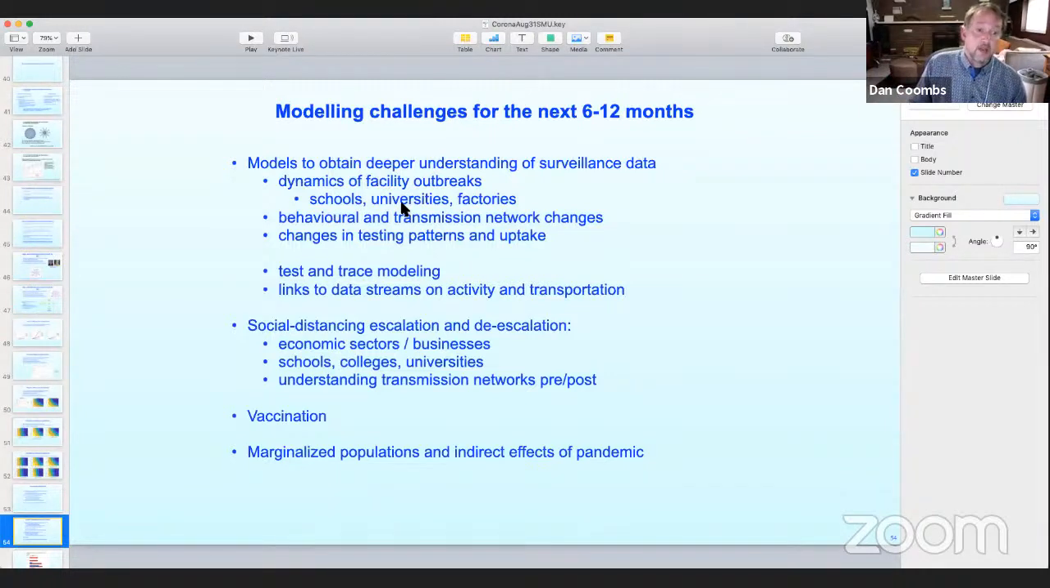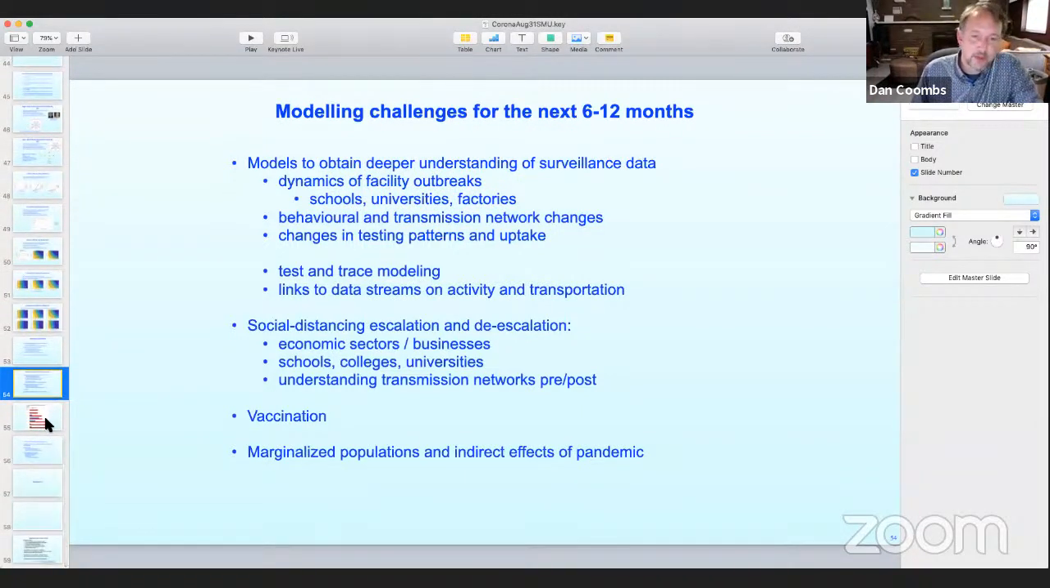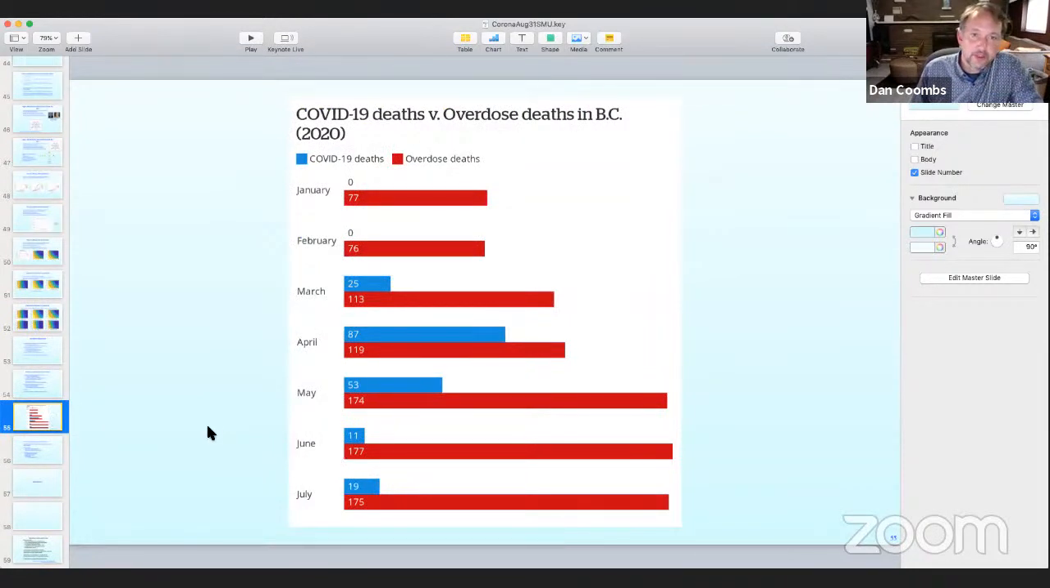Yeah, and then because today is World Overdose Day, I can't remember what it's called, but the day when we remember people who've died of accidental drug overdoses. Just want to show you one plot from BC, which is contrasting in blue COVID-19 deaths and in red overdose deaths. And it's fairly clear from this plot that the overdose deaths is really the public health concern that we should be focused on in BC. And the COVID-19, I'm glad we focused on it and kept those blue bars small.